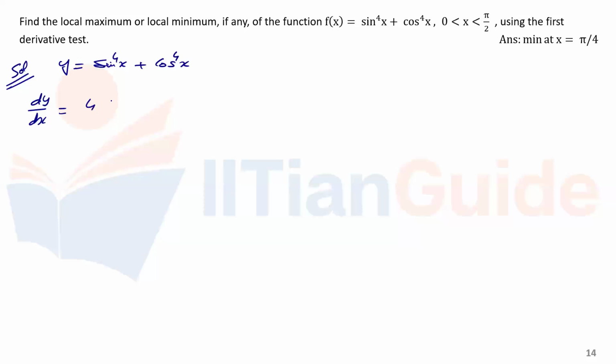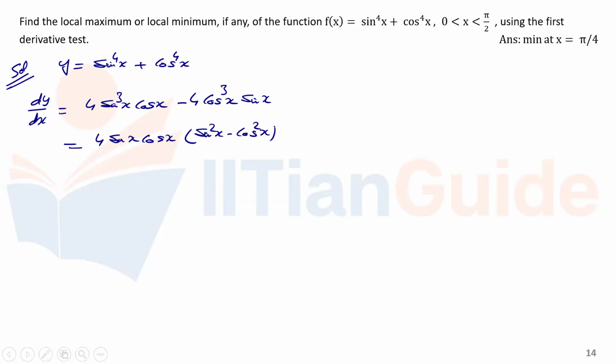Sin power 4x gives me 4 sin cube x into cos x. Here I will get minus 4 cos cube x into sin x. So I can take 4 sin x into cos x common. I am left with sin square x minus cos square x. I will make dy by dx equal to 0.